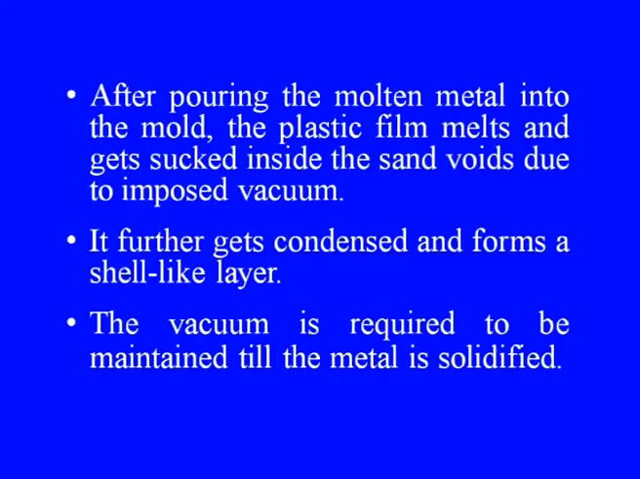This process makes use of vacuum assisted by the plastic film to form a mold cavity over the pattern. Unbounded dry sand is used as a backing material and vibrations are used to compact it. After pouring the molten metal into the mold, the plastic film melts and gets sucked inside the sand voids due to imposed vacuum. It further gets condensed and forms a cell-like layer.